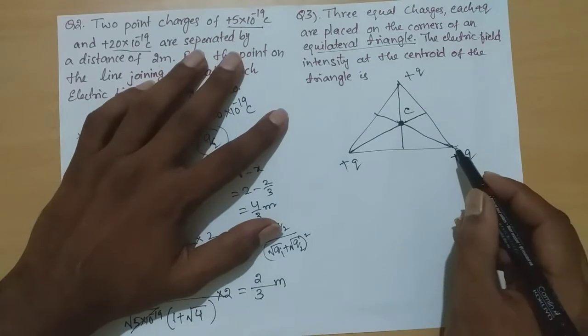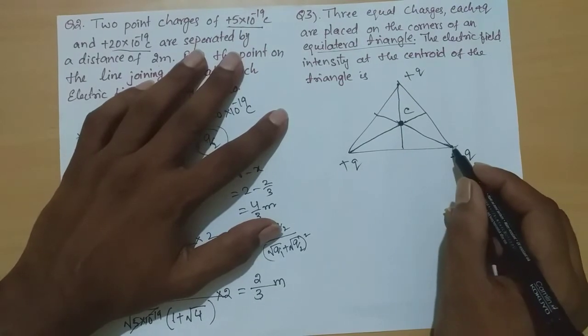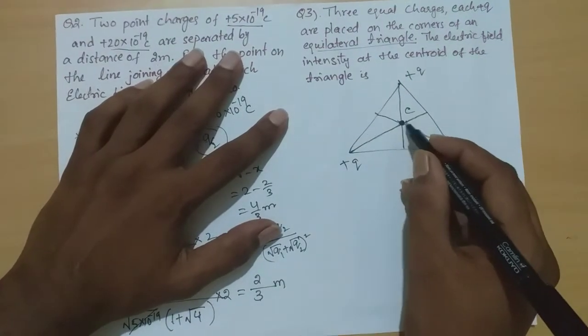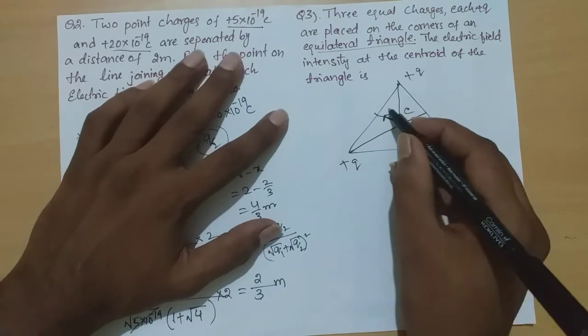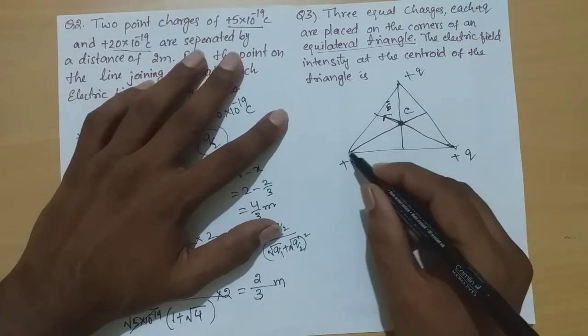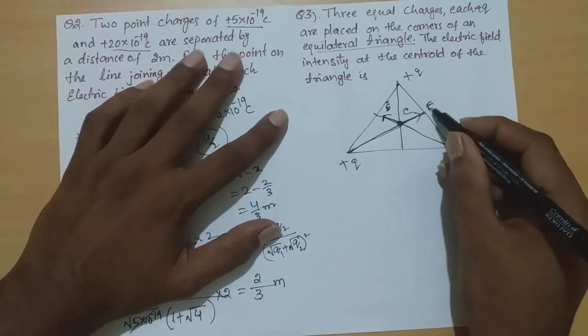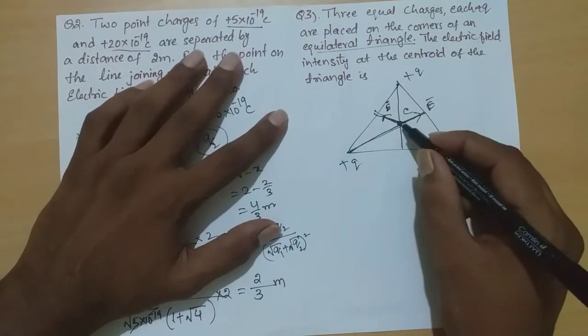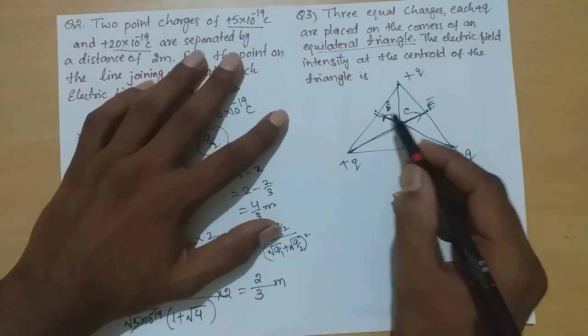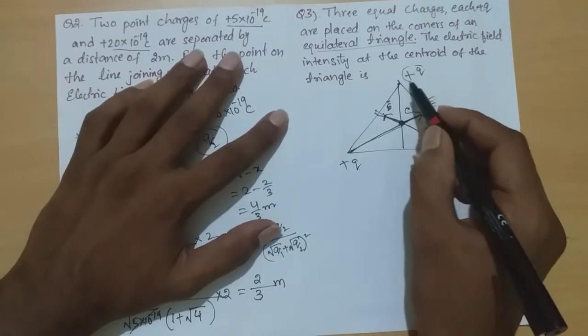See now, due to the positive charge, electric field is radially outward. At this point electric field direction is in this direction, due to the positive charge. Due to this positive charge, electric field direction is in this case. Both are, this is going in this direction, this is going in this. First I am considering these two, later I will see about this one.